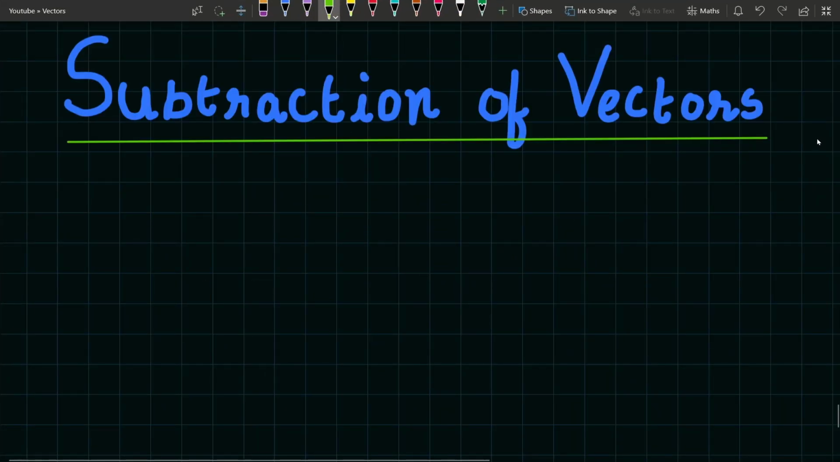So far we have seen the addition of two vectors and how to multiply a scalar to a vector. So now let us see how to subtract two vectors. It's very easy. If you know addition of two vectors, you can also do subtraction of two vectors.